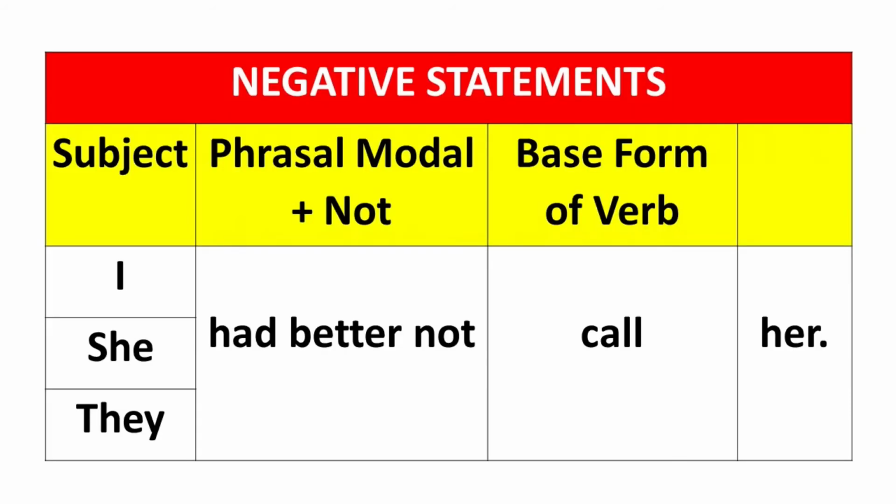We add not to had better as a phrasal modal in the negative statements, and it begins with the subject, followed by had better not and base form of a verb. For example, I had better not call her, or she had better not call her. They had better not call her.